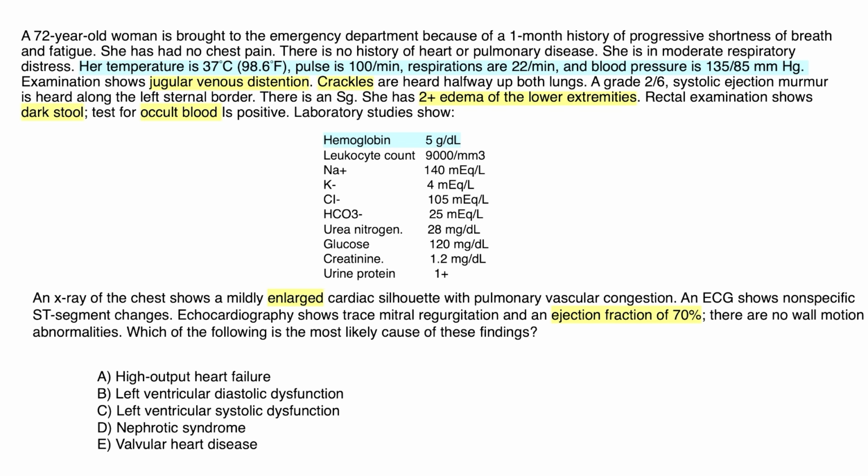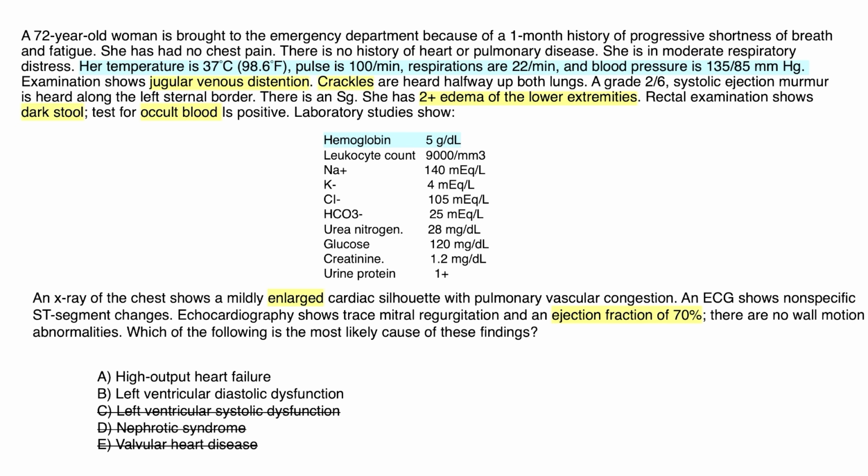Now, looking at the choices, we can eliminate some of them. Nephrotic syndrome is unlikely because it has nothing to do with the active bleeding and heart failure symptoms. Valvular heart disease is also unlikely because if that were the case, there would be findings on echocardiography, but we only see trace MR. Systolic dysfunction is apparently not the right answer because the ejection fraction is normal. Now A and B can be a little tricky, but remember the answer has to perfectly explain the abnormal lab data, which is the low Hb level in this case.